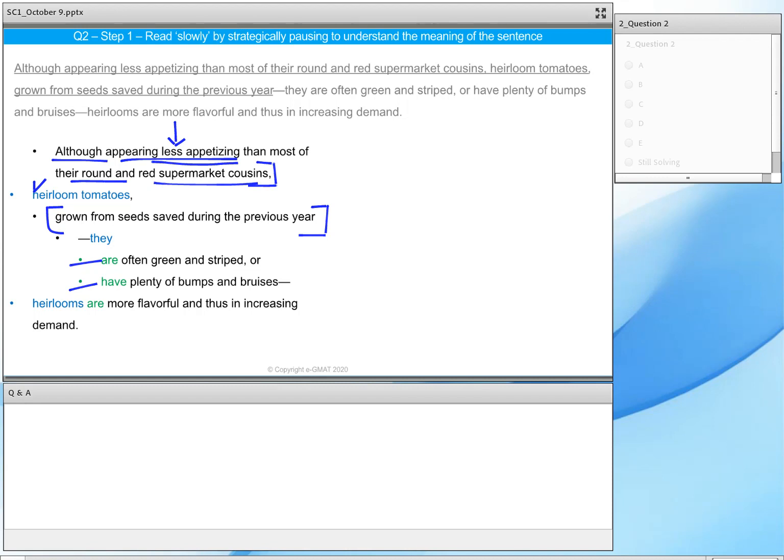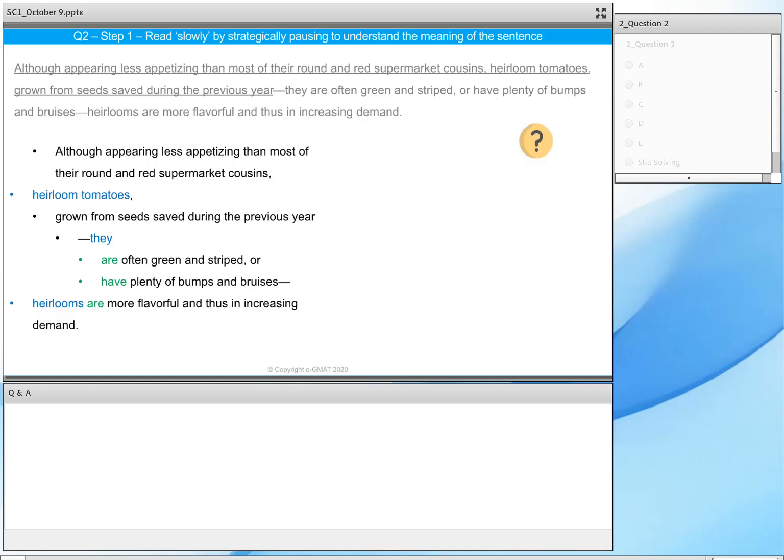And that's what the sentence has told us so far. What is the last bit of the sentence talking about? Heirloom tomatoes are more flavorful. Oh, wow. So even if they look less attractive, they are definitely more flavorful than their round and red supermarket cousins. And thus, here we understand the result of it. Because they are more flavorful, they are in increasing demand. So this is what the sentence is telling us. It's presenting a comparison first between the round and red supermarket cousins and the green, bumpy and striped heirloom tomatoes. Obviously, the heirloom tomatoes look less attractive, but again, there is a contrast. Even though they look less attractive, they are more flavorful, and that is the reason why they are in increasing demand. So this is how we understand the meaning of the sentence.